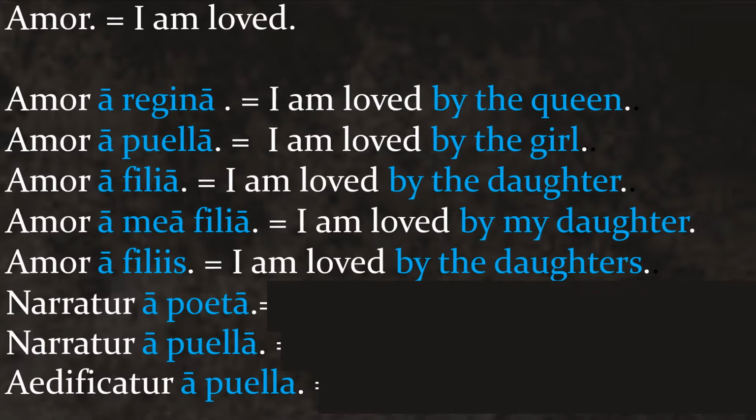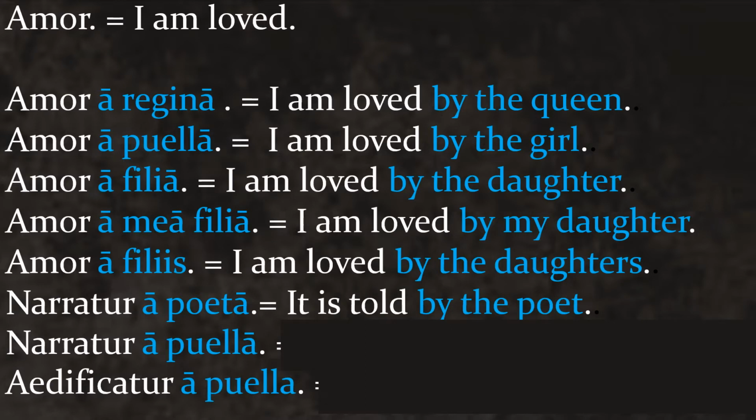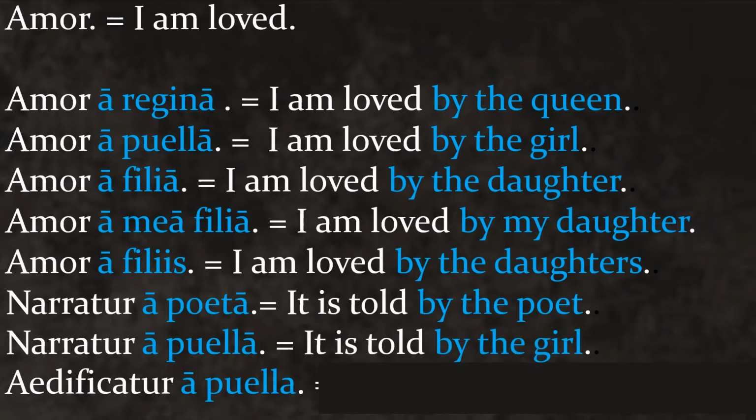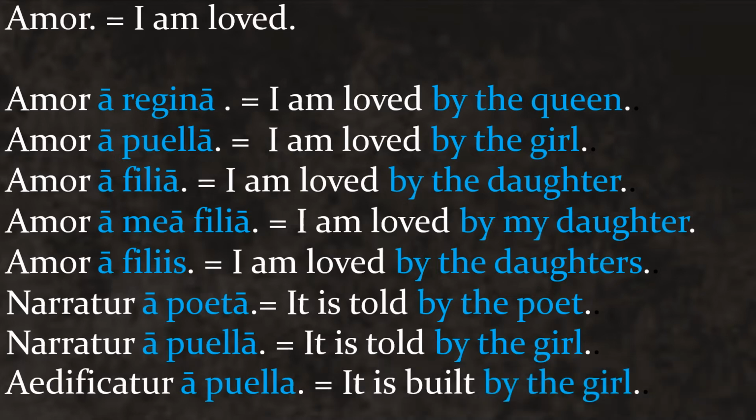Narratur a poeta, well, let's see, -tur means he, she, or it. Narratur a poeta is, it is told or it is narrated by the poet. Narratur a puella, it is told by the girl. Aedificatur a puella. Well, aedifico is I build. Aedificor is I am built, which we really wouldn't use very often in any language. Aedificatur, he, she, or it is built by the girl. It's pretty easy.